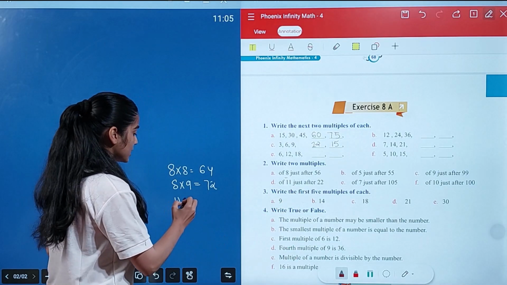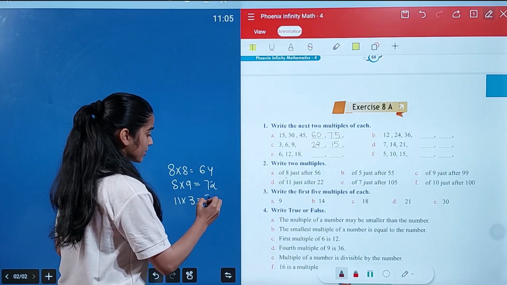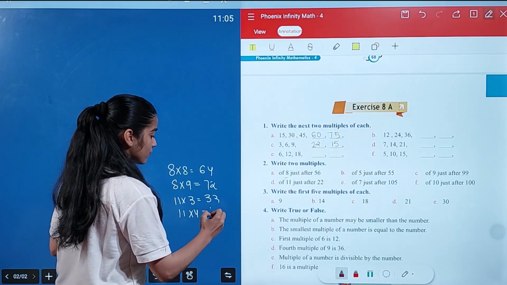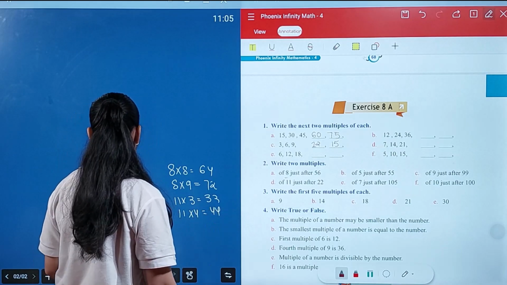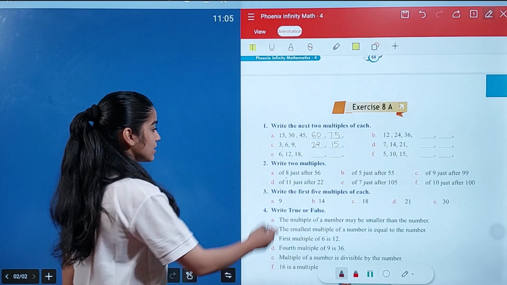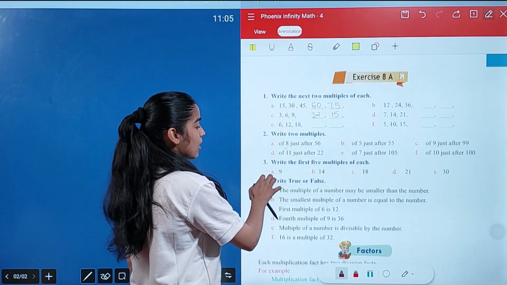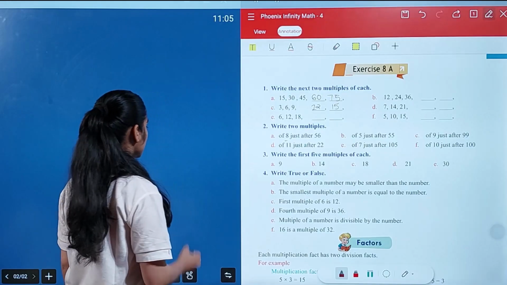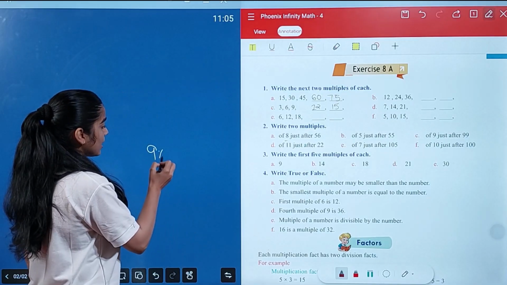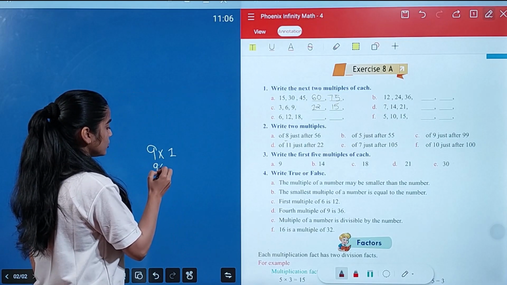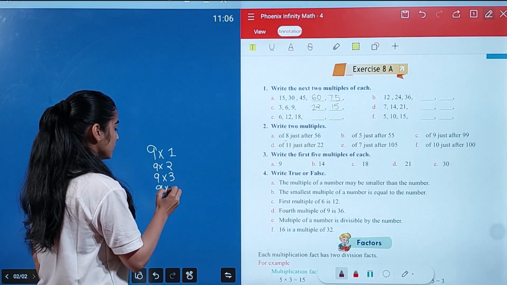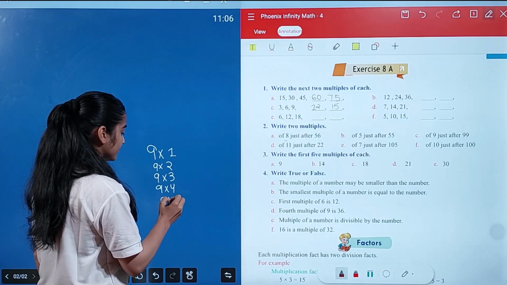So 11 multiplied by 3 is 33 and 11 multiplied by 4 is 44. In the same way you can find the rest of the answers to your questions. Now in question number 3, write the first 5 multiples of each. In this case you have to multiply 9 with 1, with 2, with 3, with 4 and with 5.